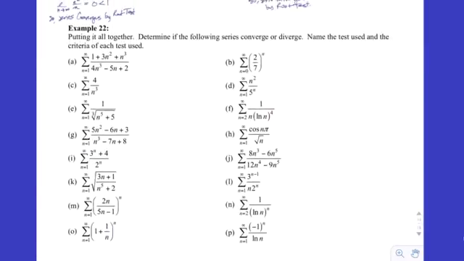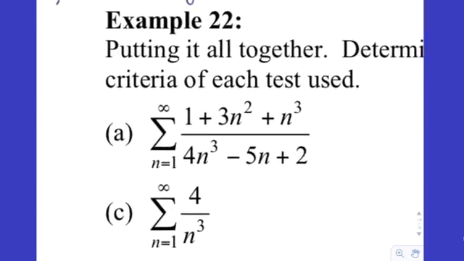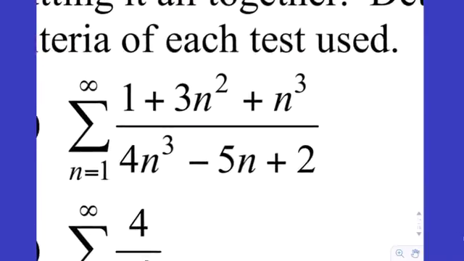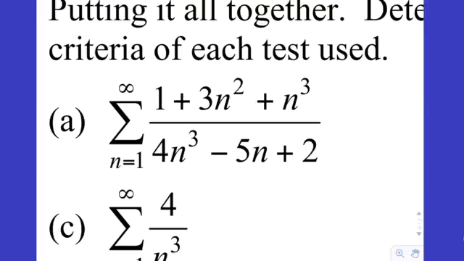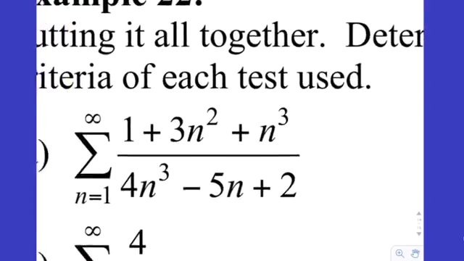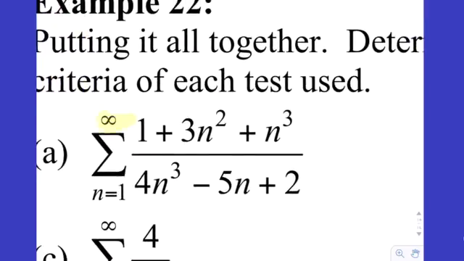Let's go through it then on example 22. I'm not going to get into writing it all out. We're just going to say if it converges or diverges by intuition, and then just state what the test would be, okay? So this one here. These are all infinite series, by the way. They're all going to infinity. But you've got to be careful. If that is like a 5 up there, then it's going to obviously be a finite sum.